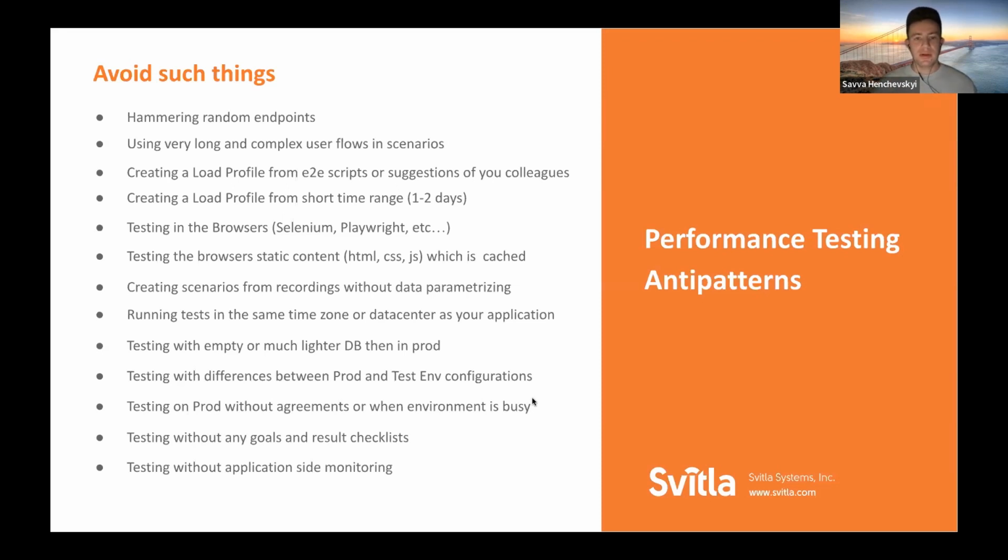And the next one, creating a load profile from the short time range, 1 to 2 days. To build the needed load profile with the correct request statistics, it is very important to analyze what was happening in your backend from 1 week till 1 month. Everything depends on who will use your application and at what time the load peak will happen. But depending on the product, sometimes there is no sense to analyze traffic for a very long period of time when your product is not yet used by thousands or millions of users, or it is not exposed to production.